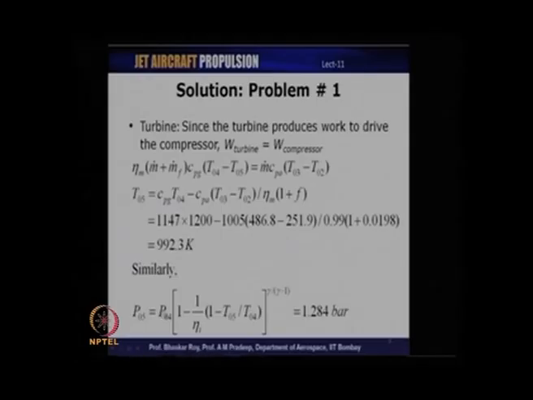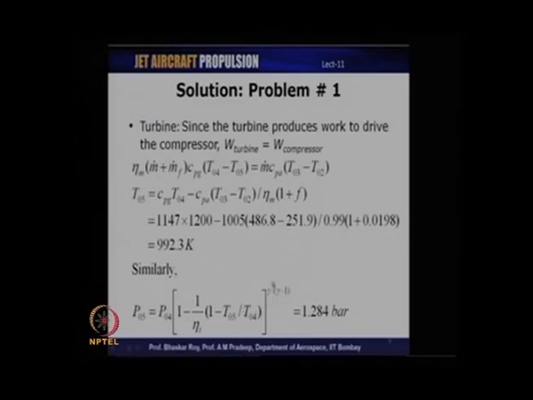So from this simplification, we should be able to get an expression for P05, which is the turbine exit stagnation pressure. We have already derived that in the last lecture, and so P05 can be expressed in terms of the efficiency and the temperature ratios. So if we do that, we get P05 is equal to P04 multiplied by 1 minus 1 by eta T, which is the turbine efficiency, into 1 minus T05 by T04, this raised to gamma by gamma minus 1. So all these values are known to us. P04 is known, turbine efficiency is known, and these two temperatures are also known.